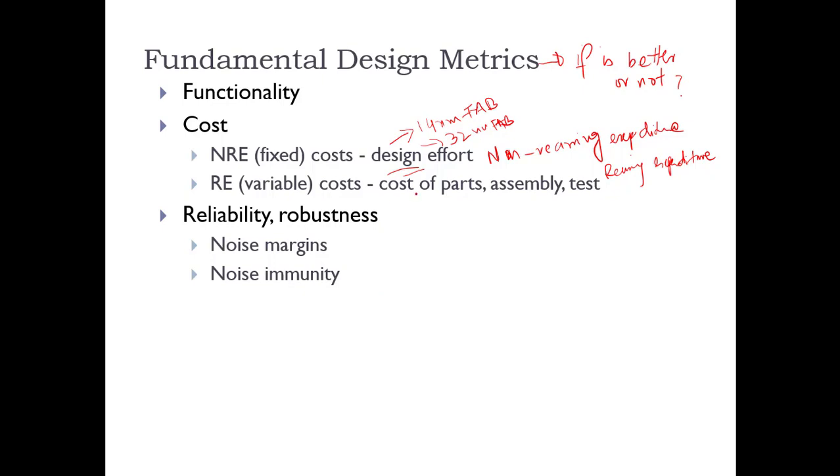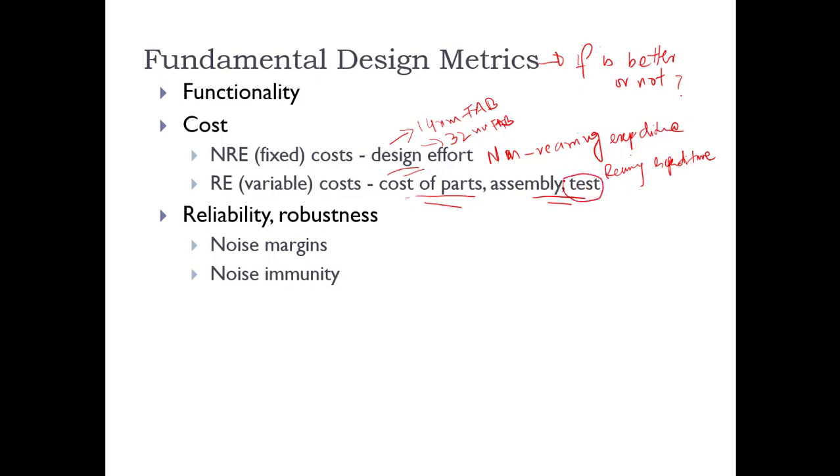And this RE cost is variable. So for example, if you want to design maybe a microprocessor, you will need different kinds of material, you will need different kinds of packaging. If you want to design, let's say, an ASIC for a media player, then maybe you need different kinds of material and different kinds of packaging.